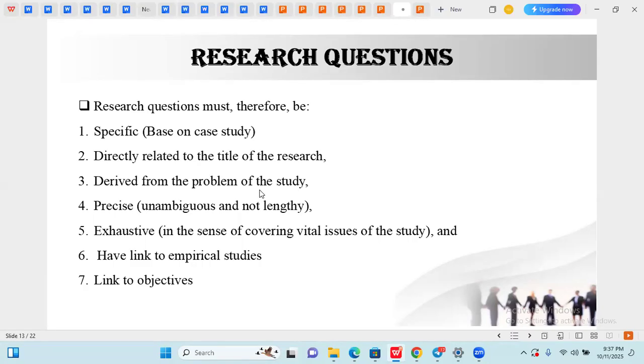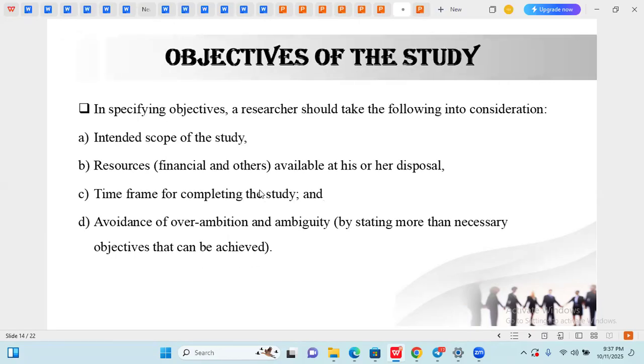Precise, unambiguous, and not lengthy. Exhaustive in the sense of covering vital issues of the study. Have links to empirical studies, as I've told us. Linked to objectives. Okay. Objectives of the study: in specifying the objectives, a researcher should take the following into consideration. Intended scope of the study, your case study.